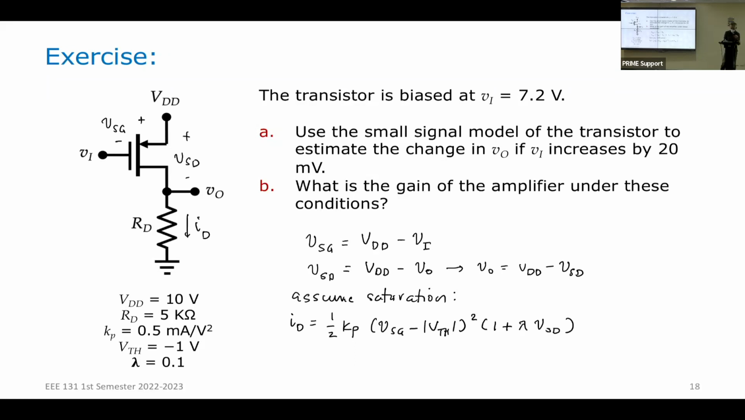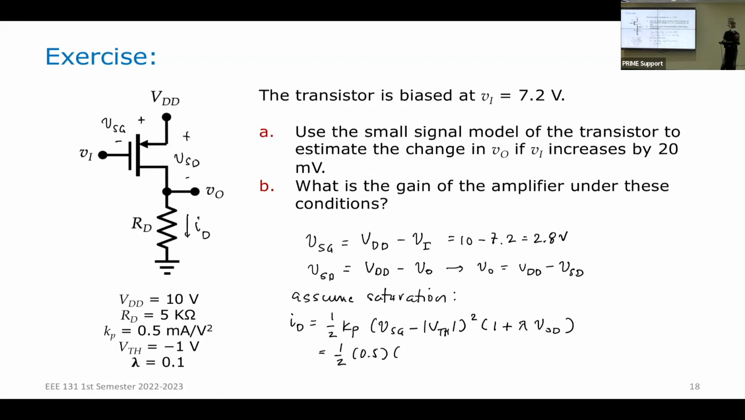Okay. So what is this? This is 1/2. K sub P is 0.5. VSG is VDD minus VI. VDD is 10, VI is equal to 7.2. So VSG is going to be 2.8. So this is 10 minus 7.2, so this is actually 2.8 volts.